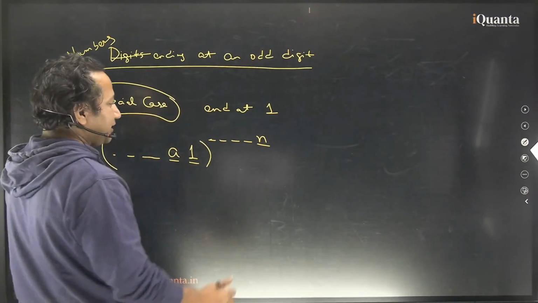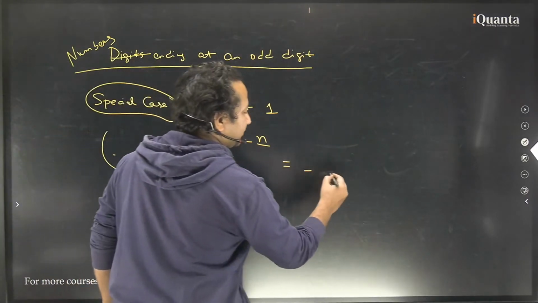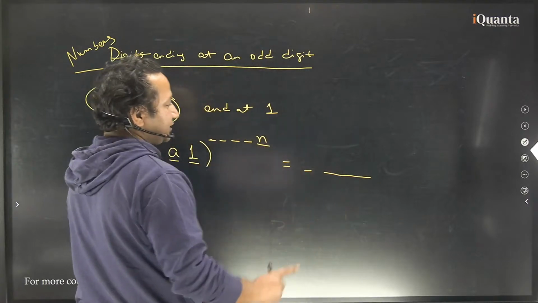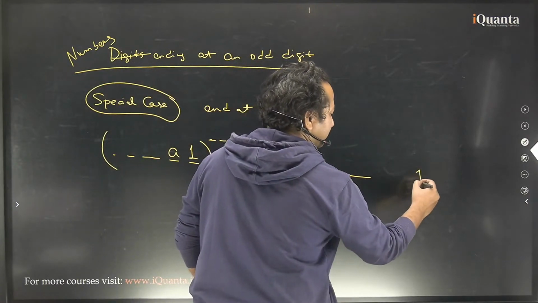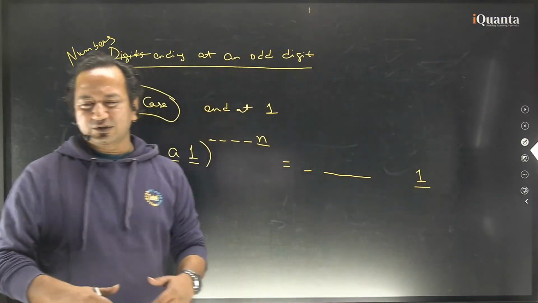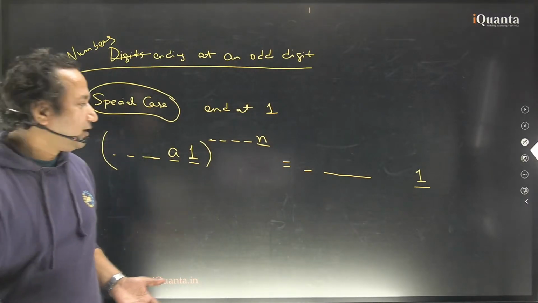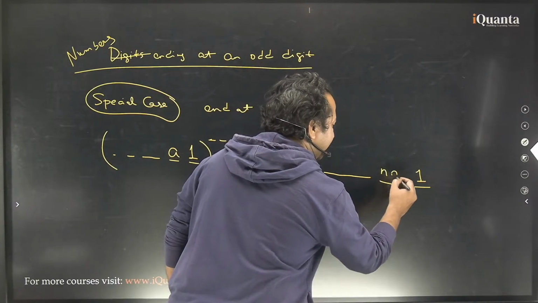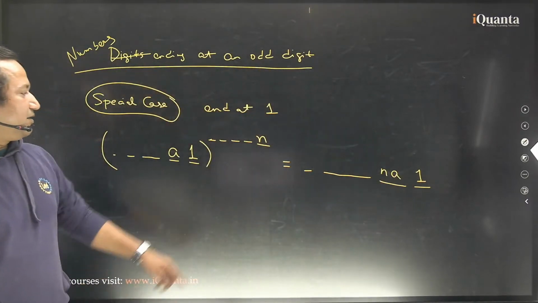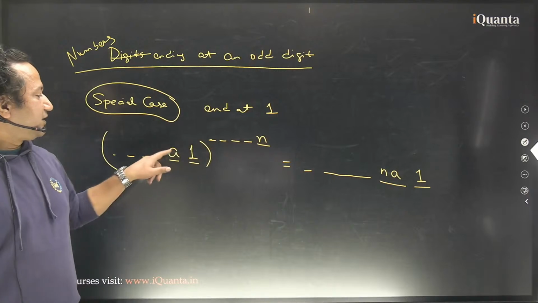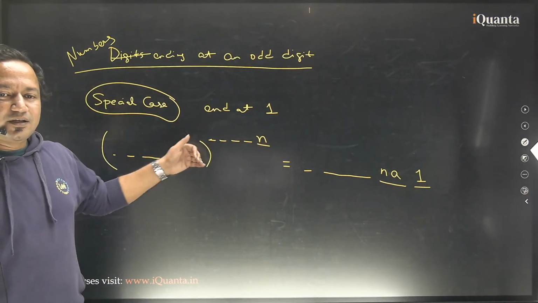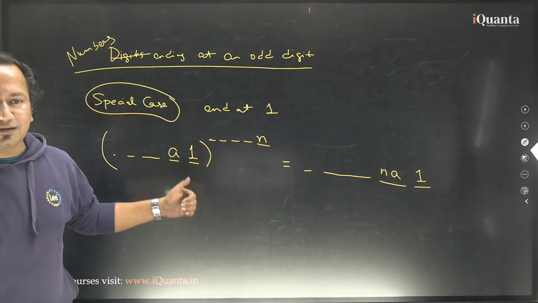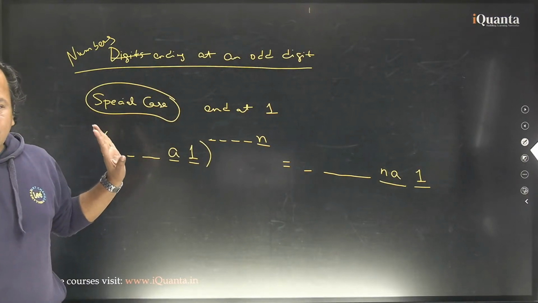In this case, there'll be a huge number, of course, and the last digit will automatically be 1. If a number ends with 1, then any power of it will always end with 1, but the digit before it will always be n multiplied by a. What is n? The last digit of the power. What is a? The digit preceding 1 in the base. I'll just show you an example.